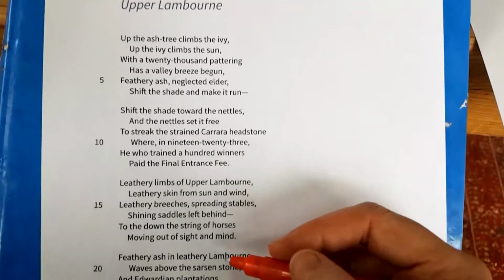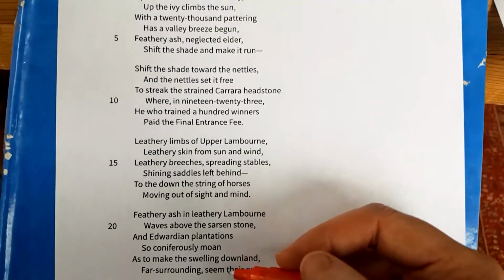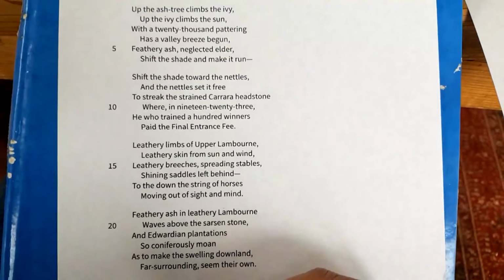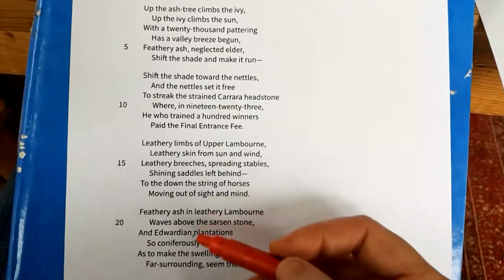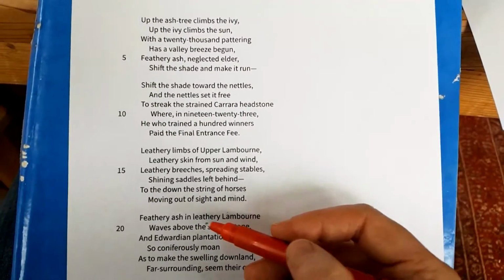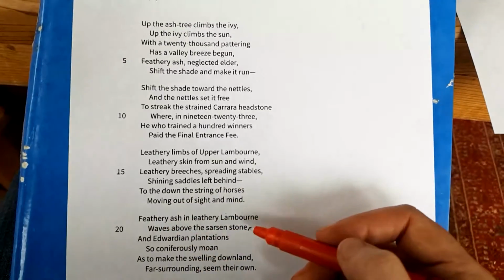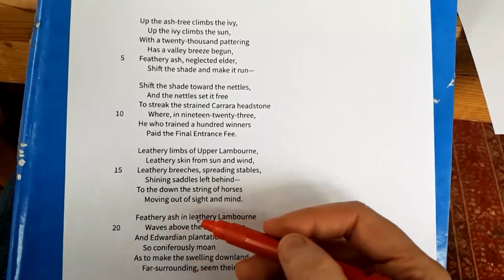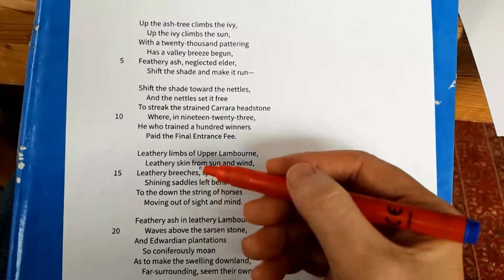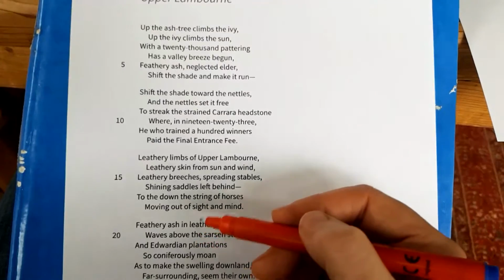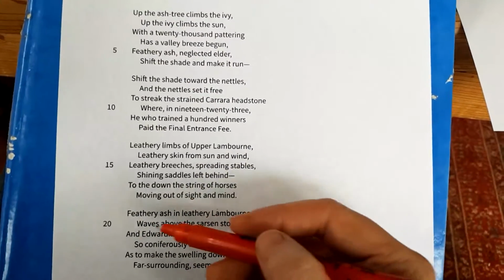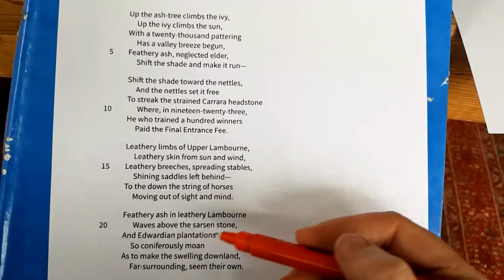Now then, we've got assonance, which is where the vowels rhyme. Although I take that back. I've changed it from assonance to an internal rhyme. So feathery rhymes with leathery, and it's called an internal rhyme because it's in the line. It's not at the ends of the line. It's actually internal to the line. And I'm saying that that's showing all these leathery people going off horse riding. It even rhymes in with the landscape. The feathery ash and leathery Lambourne, it's all one.